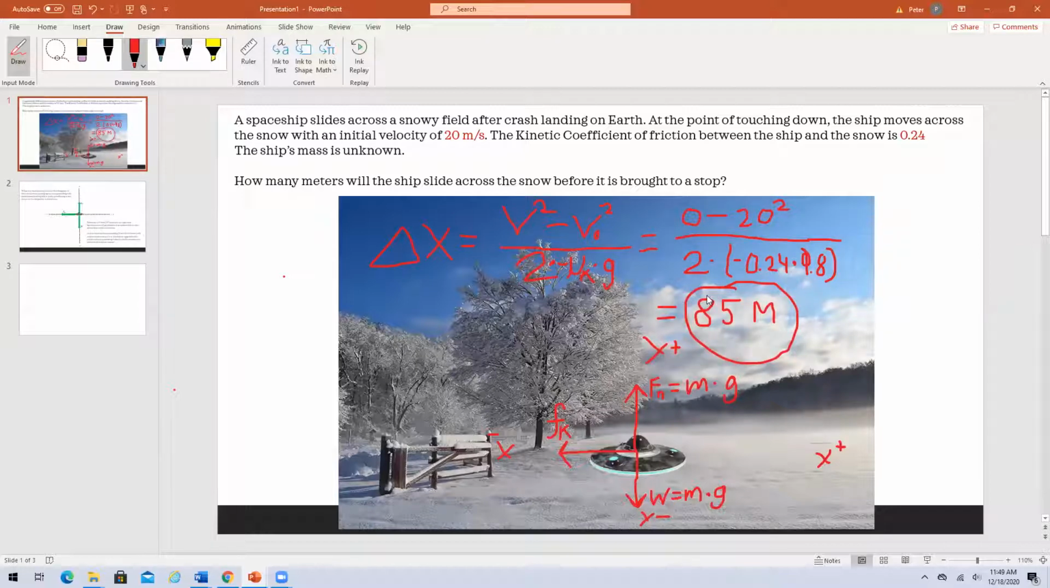So, spaceship loses power, crashes on Earth, hits that field at 20 meters per second. Given the kinetic frictional relationship between the ship and the snowy field, it will skid 85 meters before it is done. So I hope that made sense, and thanks for watching.